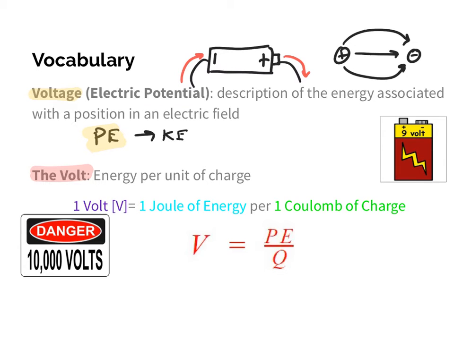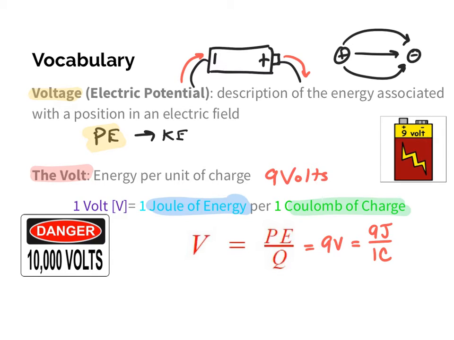You'll see, for example, maybe 9 volts for a battery. What 9 volts means is it's a description of how much energy it's going to give to charge. A volt is technically defined as a joule of energy for every 1 coulomb of charge. So if I have a 9-volt battery, 9 volts means I'm giving 9 joules of energy to 1 coulomb of charge. Now, 9 joules of energy is not a lot from our perspective, but when it comes to charge, which is very small, that's quite a bit of energy that we're giving to charge.